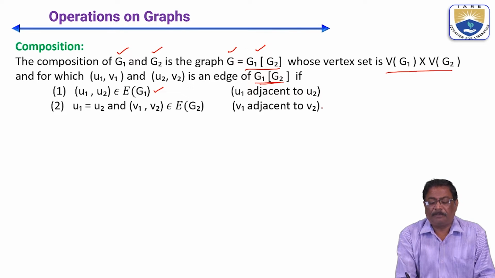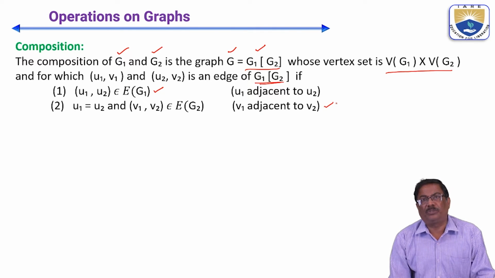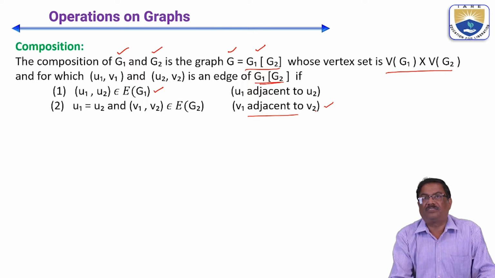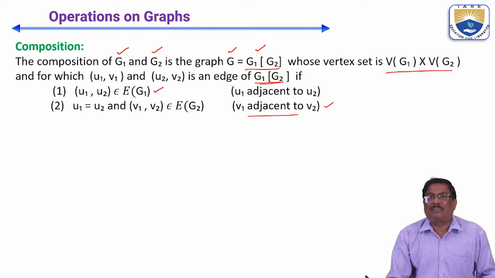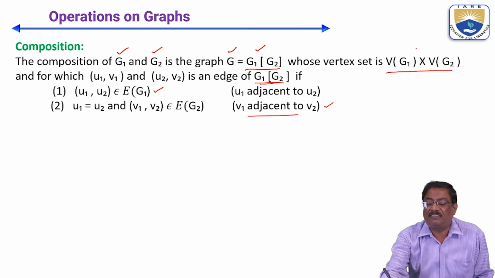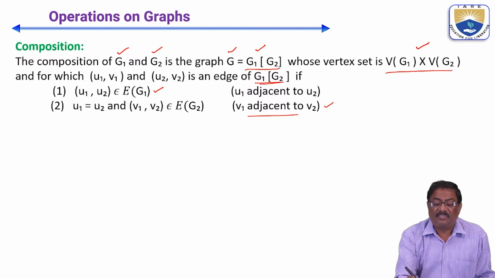The second property: if U1 is equal to U2, then (V1, V2) belongs to E2. That means V1 is adjacent to V2. So for this, let us consider one example. Whenever two graphs G1 and G2 are given, the composition we are going to take as G1 of G2. G2 of G1 is different and G1 of G2 is different, each with its own vertex set and edge set.